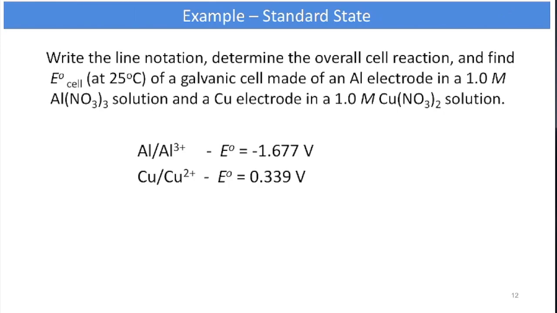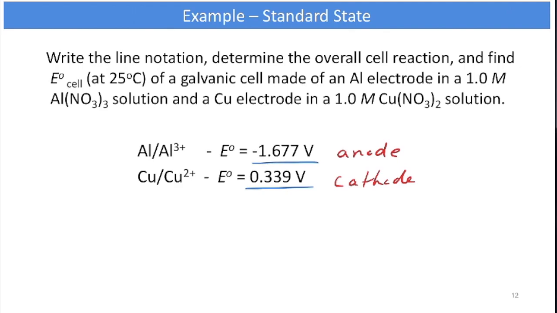So we're given some standard reduction potentials for both aluminum and copper. If we're trying to first write the line notation, or the cell diagram, we need to know which of these, the aluminum or the copper, is the anode and which one is the cathode. Remember, the anode is going to have the lowest reduction potential. The cathode will have the highest reduction potential. So that means the aluminum is going to be the anode, and the copper is going to be the cathode.